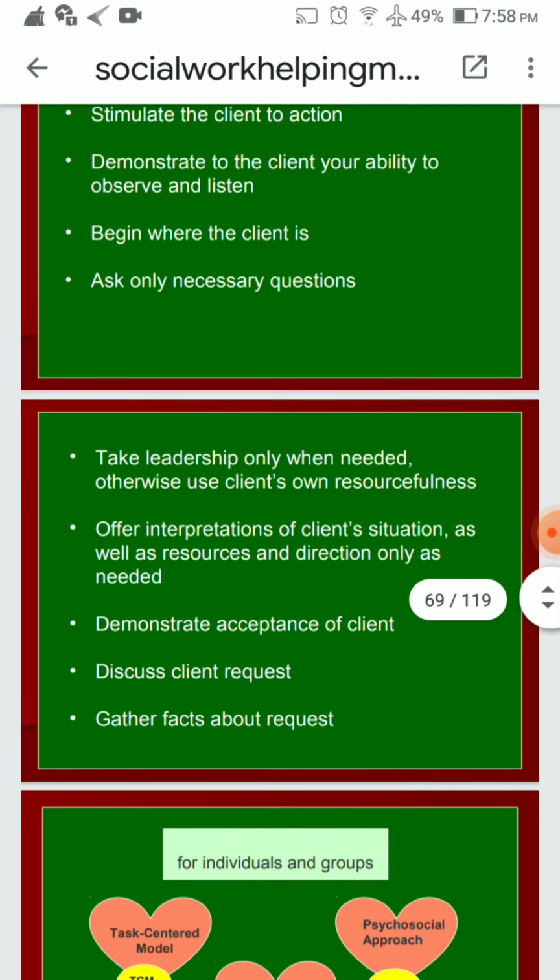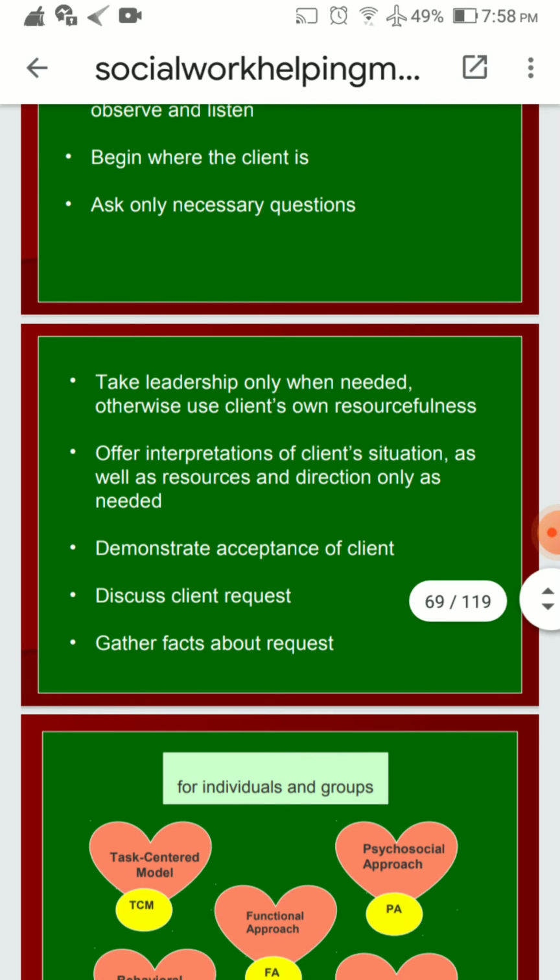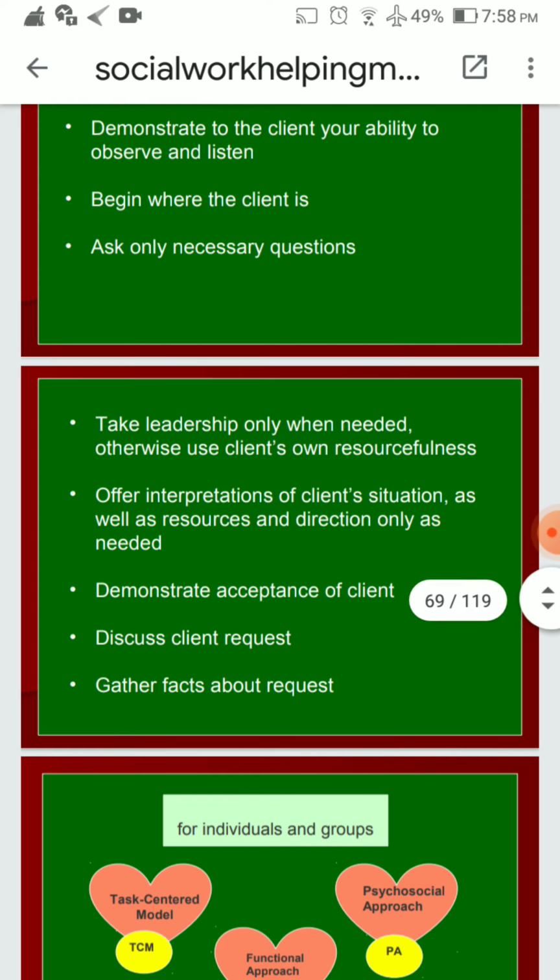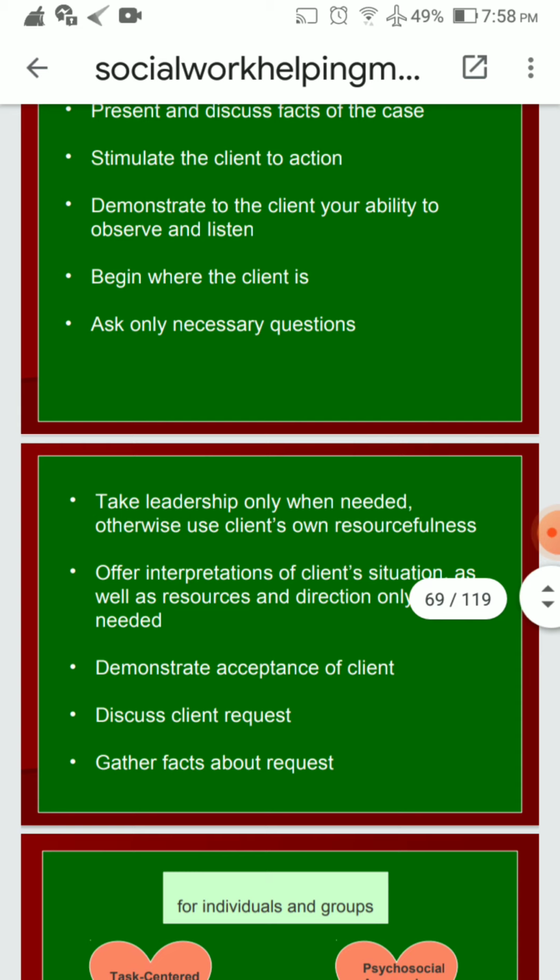Take leadership only when needed. Otherwise, use client-owned resources. The skills, the techniques that the client has, you should get what skills they have. It can be positive so that somehow they will solve the problem. You will solve the problem of the client. So that is also known as the internal resources. Offer interpretation of client situation, as well as resources and direction only as needed. It also demonstrates acceptance of the client.